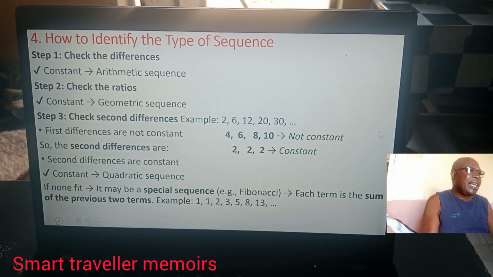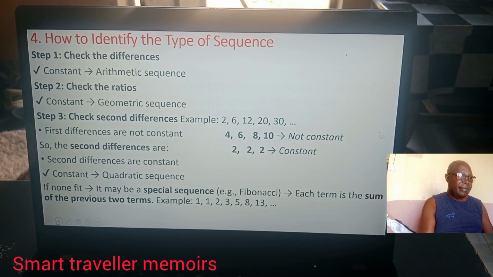How to identify the types of a sequence? Step 1, check the differences. If the differences are constant, then it is an arithmetic sequence. Step 2, check the ratios. If the ratios are constant, then it is a geometric sequence. Step 3, check second differences.